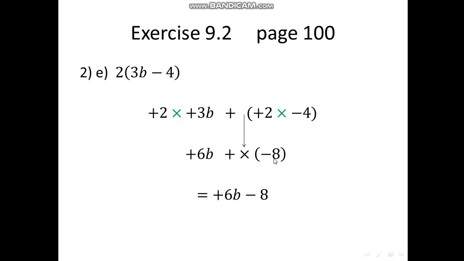So between the brackets I have minus 8, outside I have the blue plus, and now I have to multiply it by minus 8. So plus times minus gives me minus. 8 comes down. This is the answer.